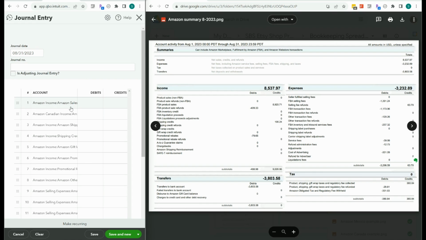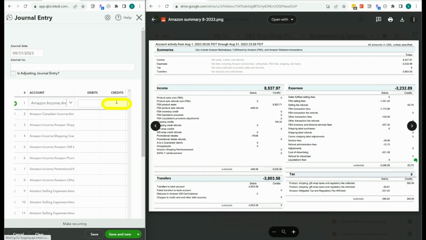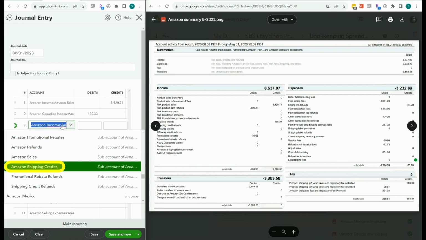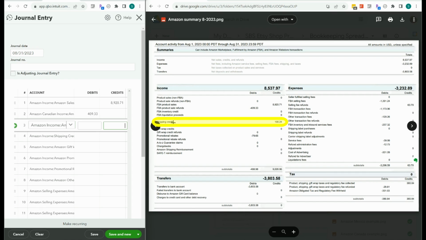So the first line, Amazon sales. As I said earlier, we would combine non-FBA with FBA if there were two values on each line. And since that is in the credit column, we will add that amount to the credit column. Next, we have refunds, and we would combine non-FBA with FBA if there were two. In this case, we don't have that. The next line is the Amazon shipping credits, and that is this line right here, shipping credits. It is in the credit column, 106.24. We will also add that to the credit column.